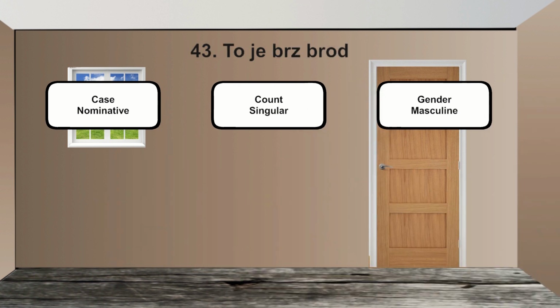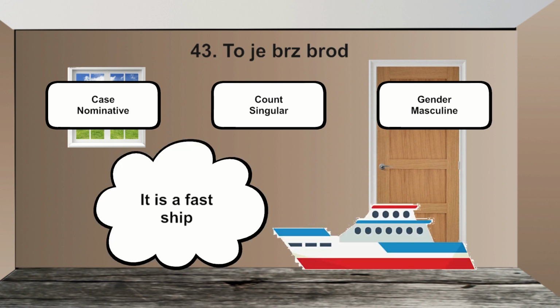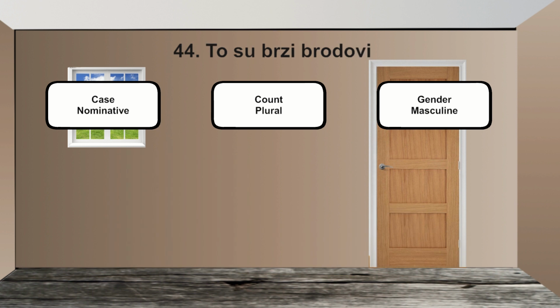Question 43. Pitanje 43. To je brod. And let's practice that again. To je brod. The noun ends in a consonant, so we have masculine, and it is singular. It is a fast ship.